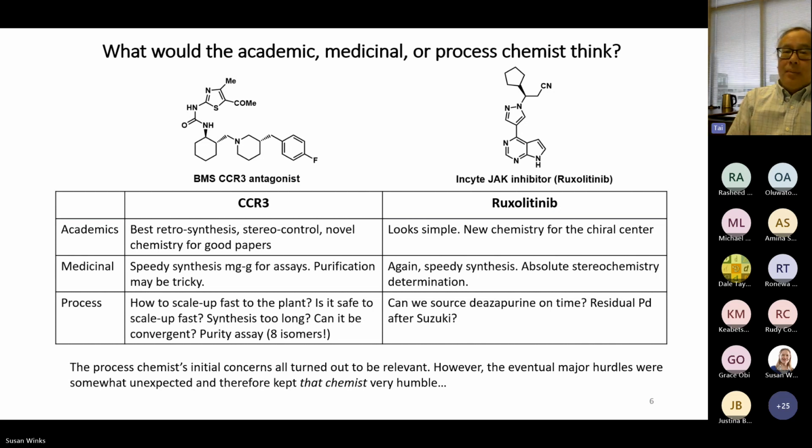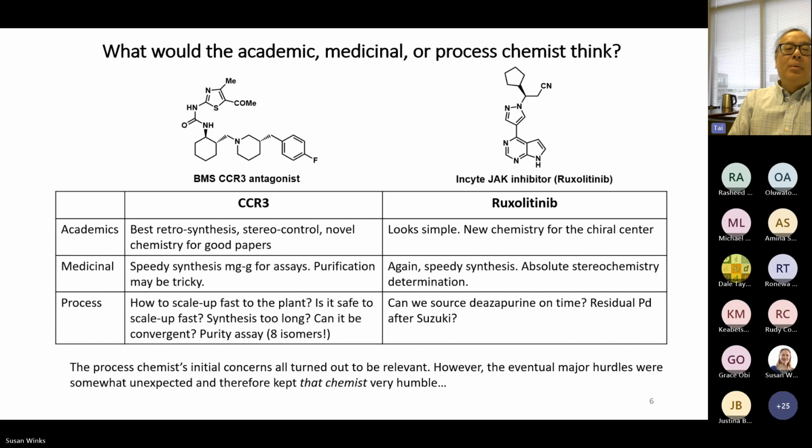So I just put this up. Today we're going to talk about two molecules to illustrate the point that I just talked about. One product is a BMS CCL3 antagonist. The other product is a JAK inhibitor, which has the generic name Ruxolitinib, from Incyte Corporation.